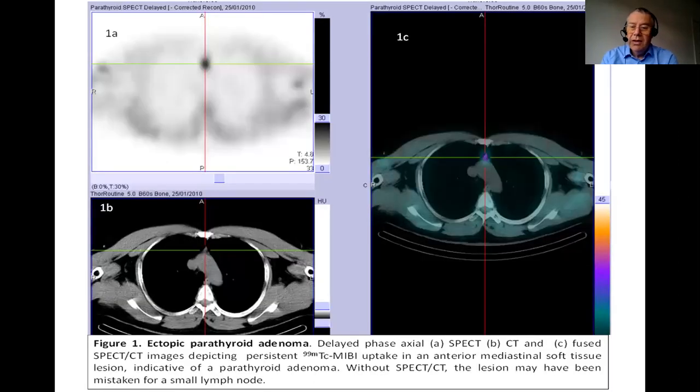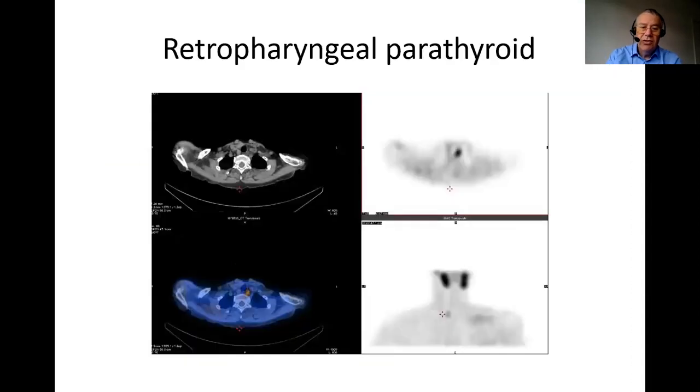But with more modern SPECT-CT cameras, you can find smaller tumours and localize them more precisely. This is also done on a Siemens camera about a decade ago. And this shows again another mediastinal parathyroid adenoma, which we can localize very precisely using SPECT-CT. And for the surgeon, this is essential to be able to plan surgery.